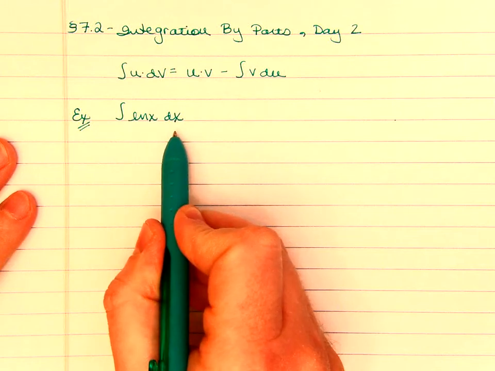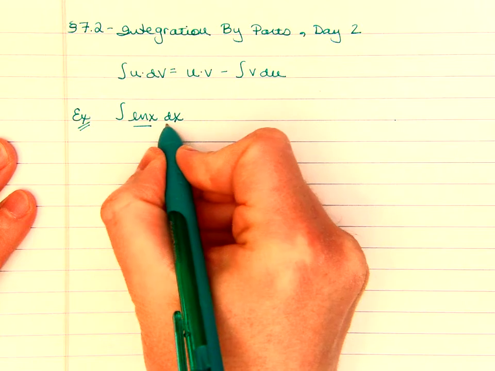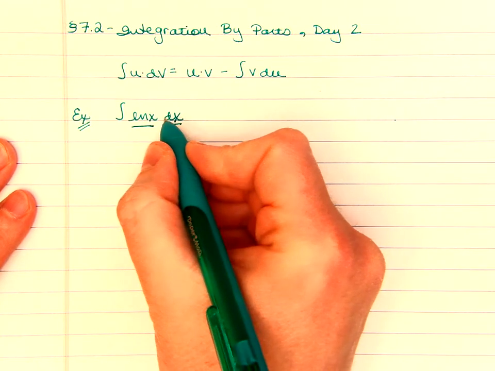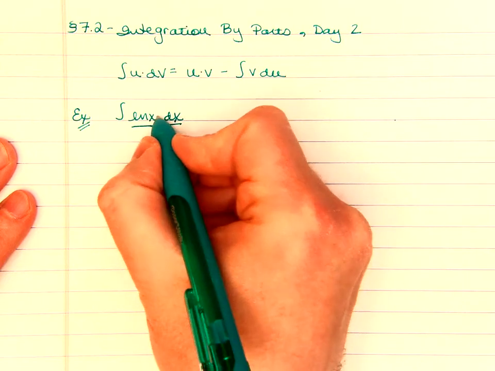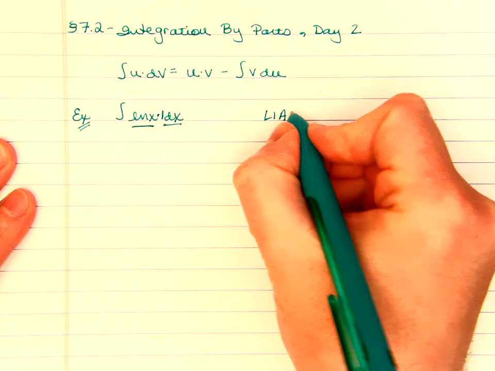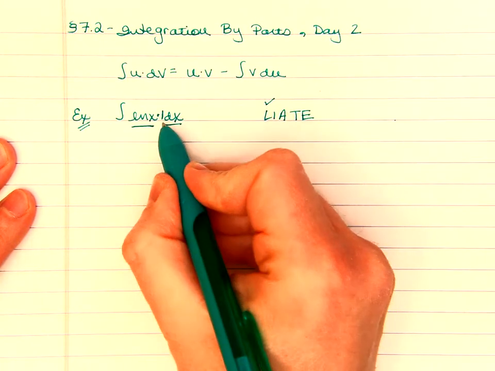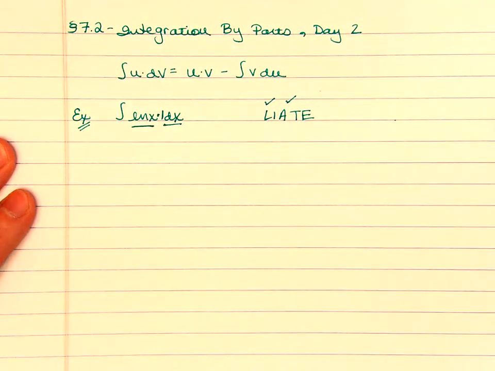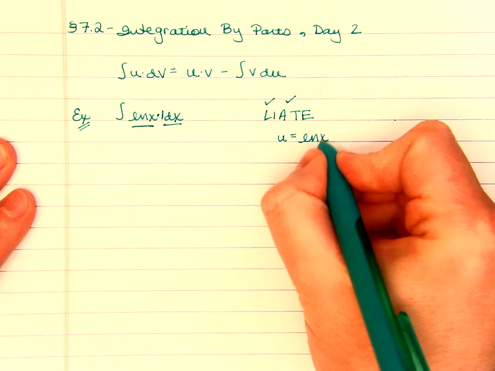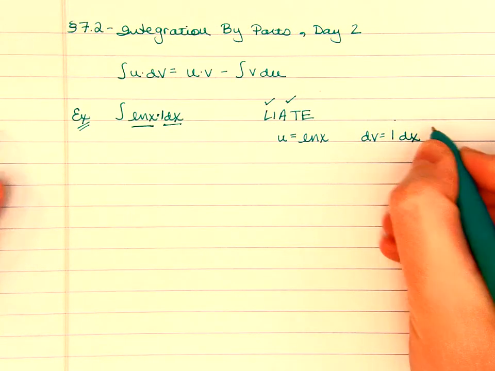This natural log of x dx thing, I can actually say that that's a product. One part is the natural log of x, and the other part is dx, or if you'd prefer, we could say 1 dx. Using LIATE, I have something logarithmic, and that 1 dx, I can call that algebraic. I'm going to make u the natural log of x, and I'm going to make dv 1 dx.